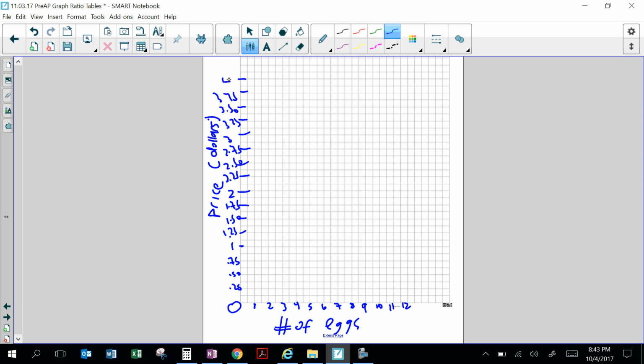I probably should have stopped earlier, so let's graph it now. 1 egg costs 25 cents. 2 eggs cost 50 cents. 3 eggs cost 75 cents. 4 eggs cost $1. 5 eggs cost $1.25.